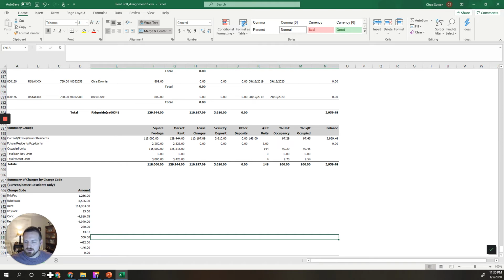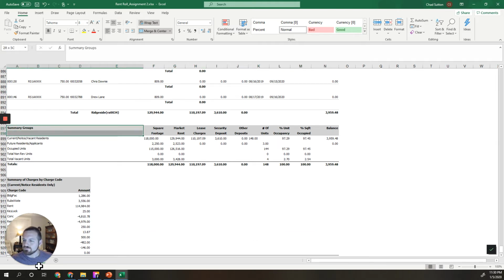Now let's go look and get our actual income here. So if I look at, they're going to summarize the groups. We have current notice vacant residents, future residents, occupied units. I'm going to guess those are adding together, not necessarily. Okay. Total non-rev units. And total vacant units. Let me think about this for a second.